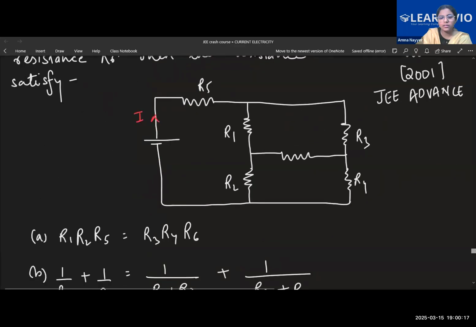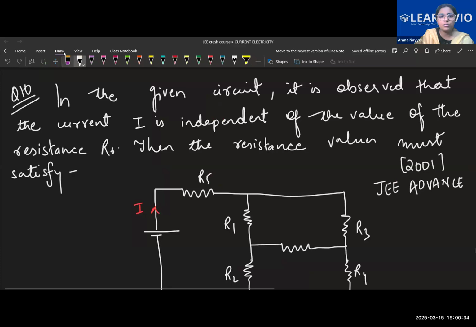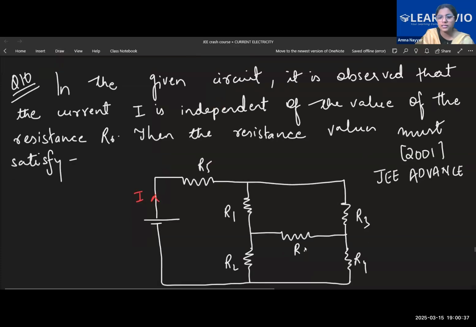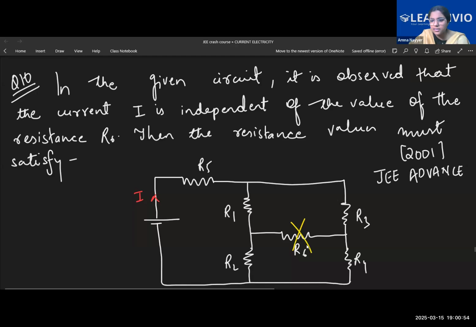Okay, yeah, this question is very easy. I was saying that this question came in 2001 JEE Advanced. Now look, in this question, this is R1, R2, R3, R4, R5, and this is R6. It is observed that the current I is independent of the value of resistance R6. So the question is very simple. This is not present. You remove it.